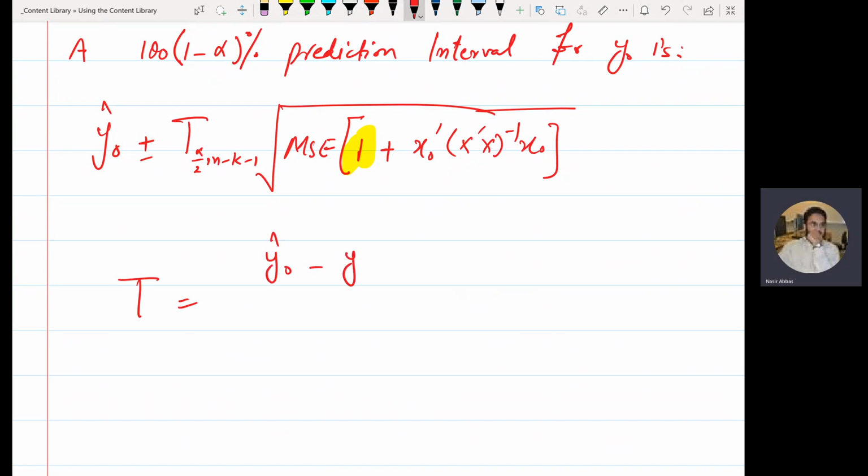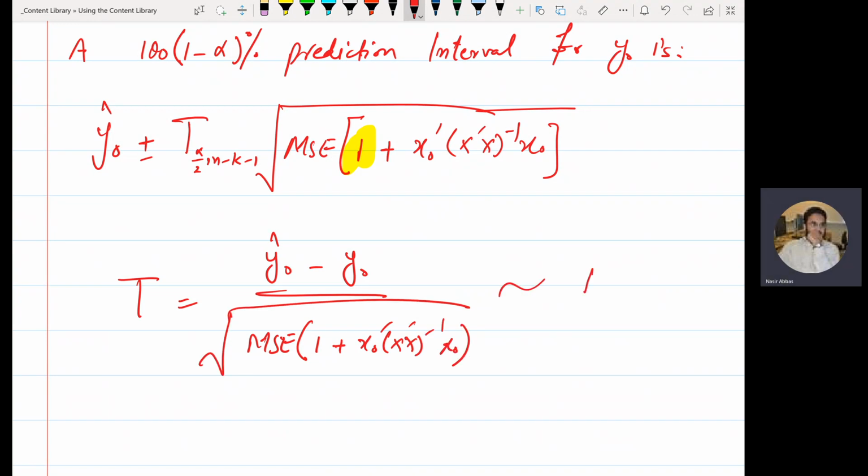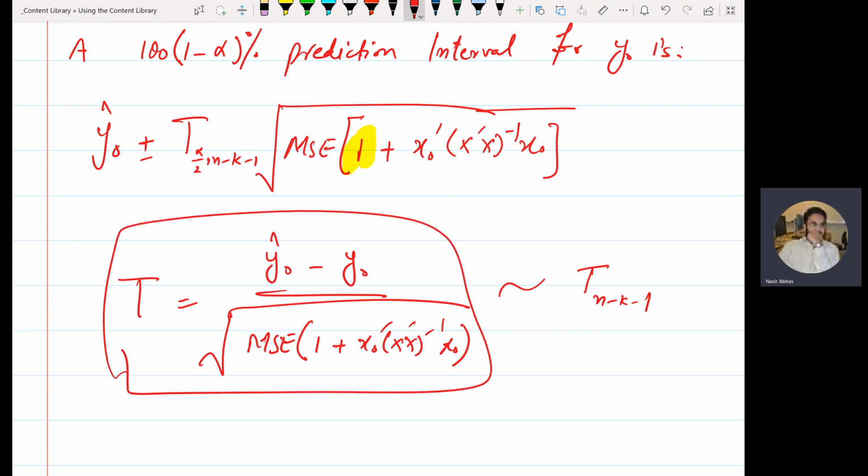Y naught hat minus Y naught over the square root of MSE into 1 plus x naught prime into x prime x whole inverse x naught. This follows a T distribution with n minus k minus 1 degrees of freedom. This is called a pivotal quantity. I'll not go into the details, but if you solve this equation for y naught, you will get this interval.